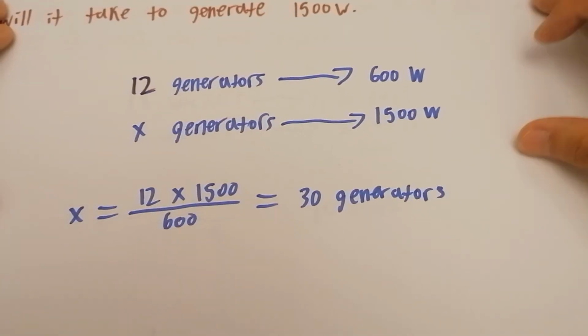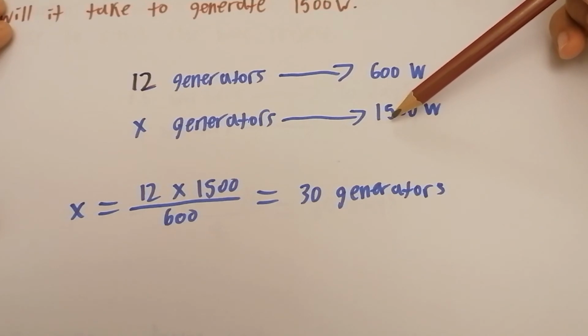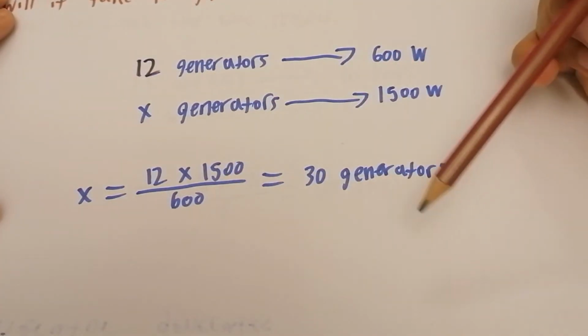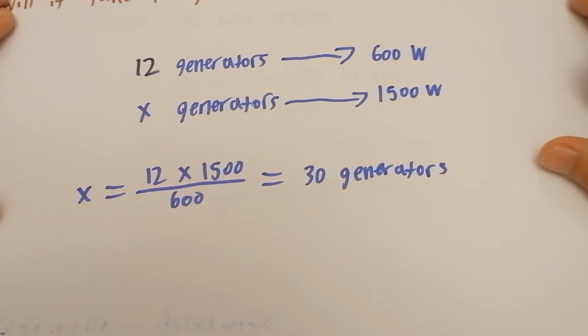And in a direct proportion, we will cross multiply 12 by 1,500 and divide it by 600 to give us a total of 30 generators to generate 1,500 watts of electricity.